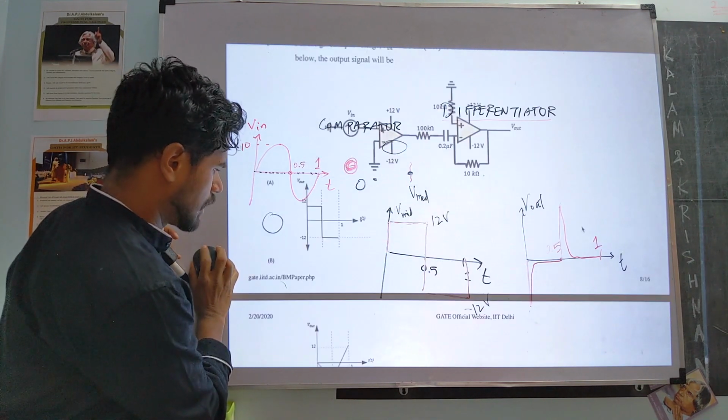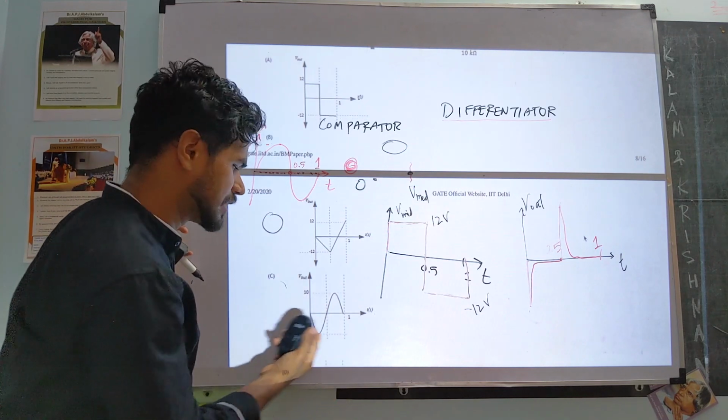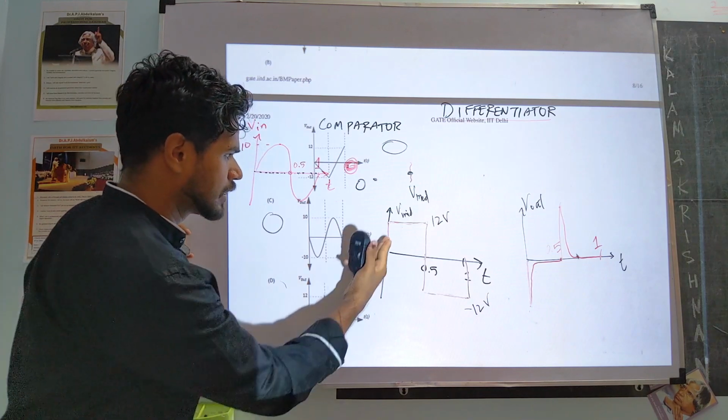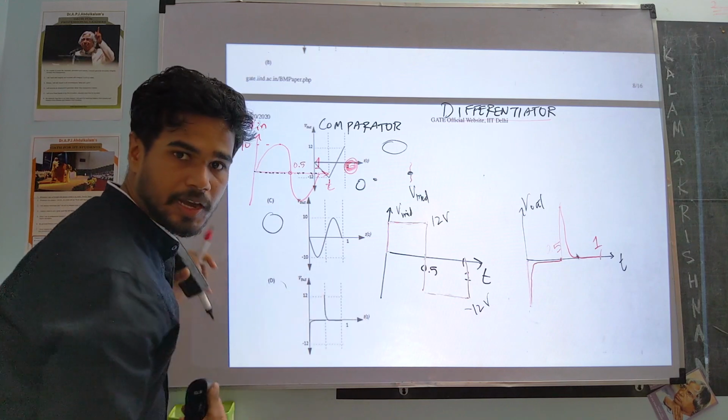Option C is just a negative sine wave, which doesn't make sense at all, just a change in sign. And of course option D is where the changes in slope are picked up with a negative sign. So option D is the correct answer.